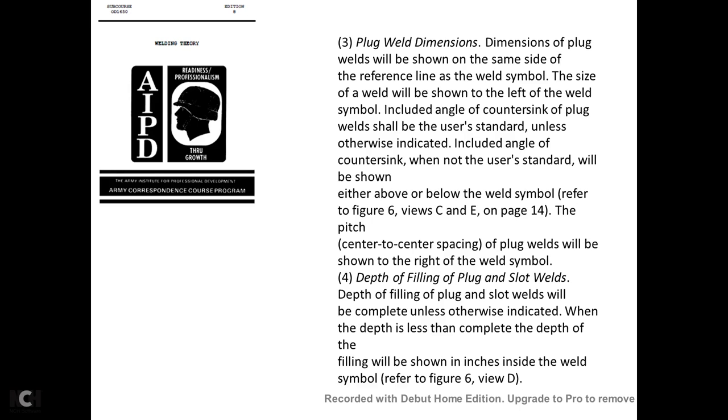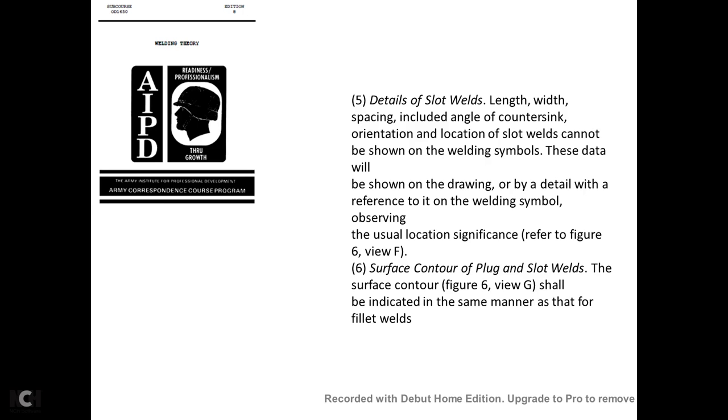4. The depth of filling of the plug or slot welds. The depth of the plug or slot welds will be complete unless otherwise indicated. When the depth of filling is not complete, it will be shown on the side of the welding symbol. 5. Details. The slot weld's length, width, spacing, including the angle of the countersink, orientation, and location of the slot welds cannot be shown in the welding symbol.